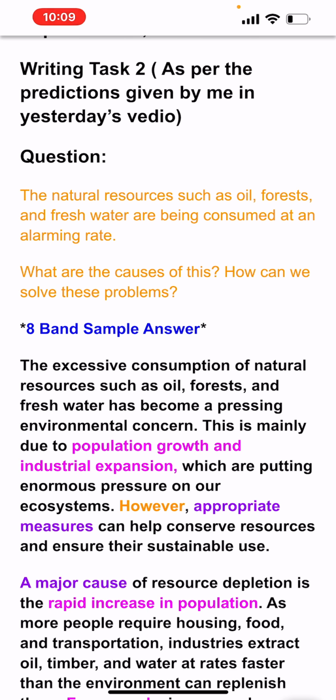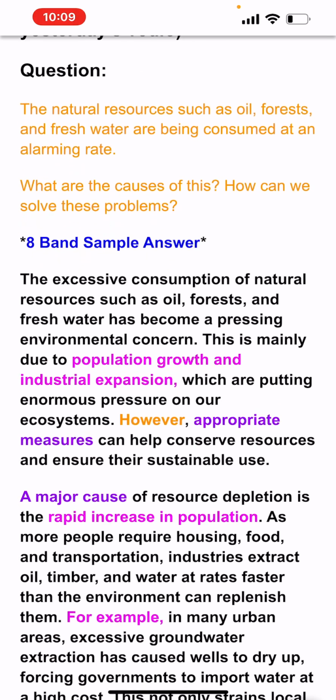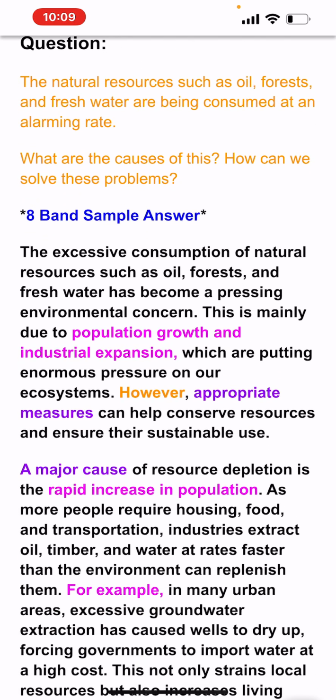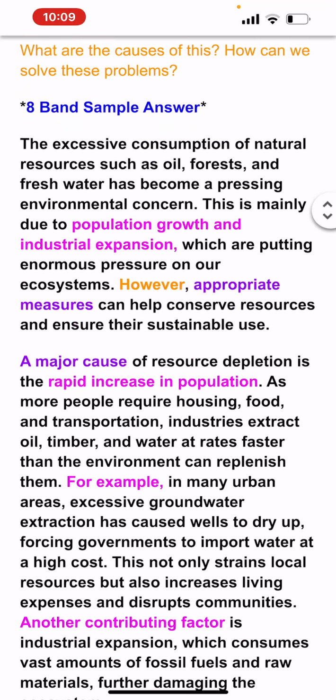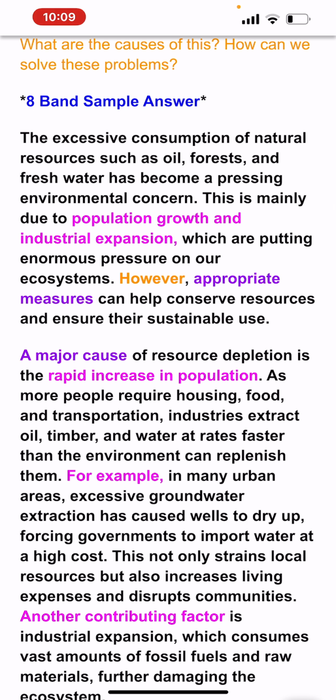However, appropriate measures can help conserve resources and ensure their sustainable use. So if there are some causes, so definitely there are solutions as well. In the first paragraph you will write the causes, and in the second one you will give the solutions.